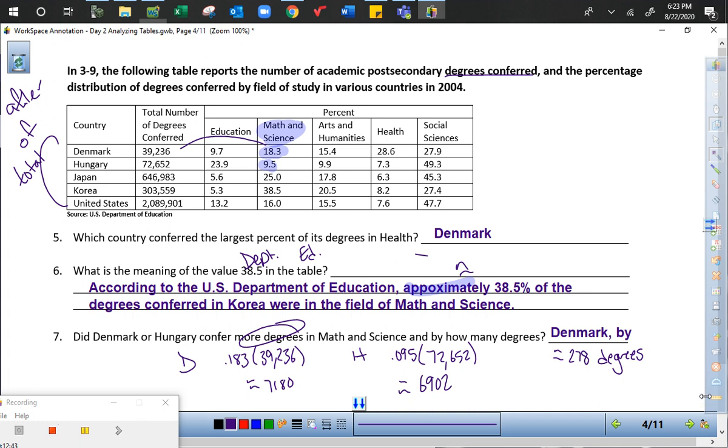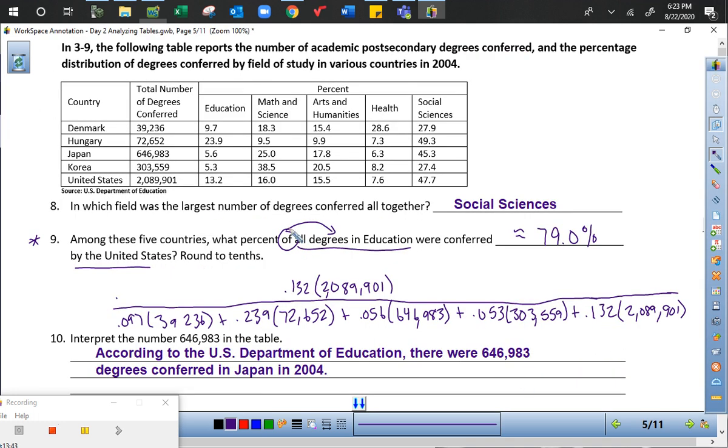Just a couple more questions here. It says, what field of study was the largest number of degrees altogether? This could be a difficult problem. I say it could be because when we're talking about the number of degrees, that becomes a situation where we have to multiply the percent by the value again. But sometimes it's obvious, and in this case it was. If you look at social sciences, they have a large percentage in every single country.